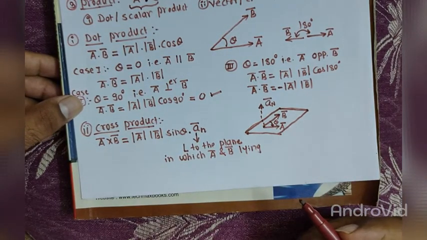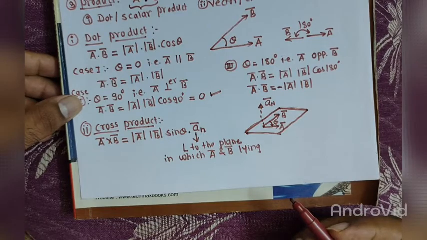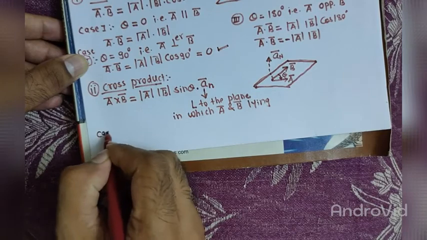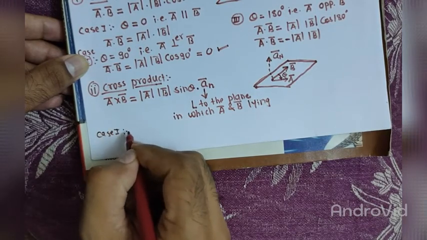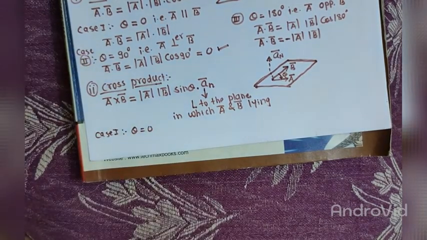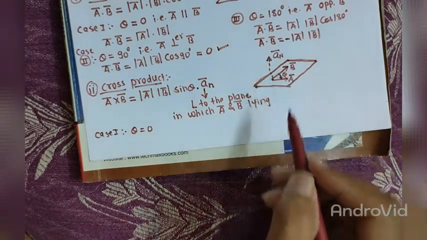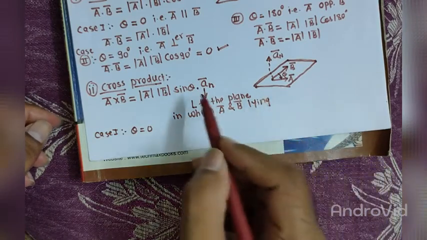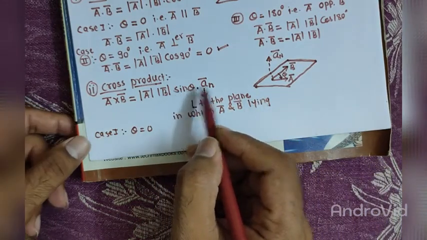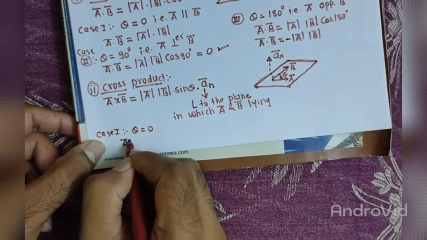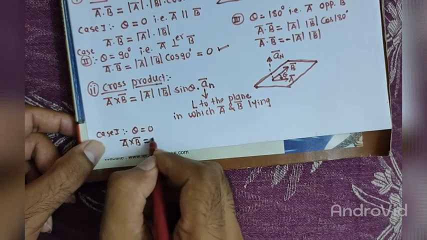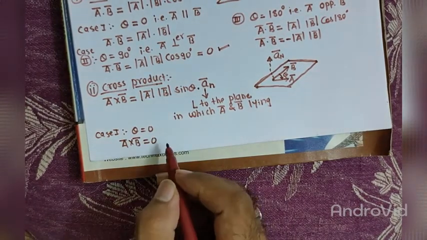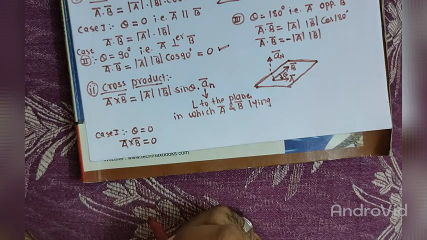Now we will have to consider different cases. Once again, same case. Let's say case 1, when theta is 0. Theta is 0 means what? When vectors A bar and B bar are parallel to each other. So when theta is 0, A bar and B bar are parallel to each other, so sine 0 is 0. 0 into anything is 0. That means A cross B is equal to 0, right? So when the two vectors are parallel to each other, then their cross product is 0.